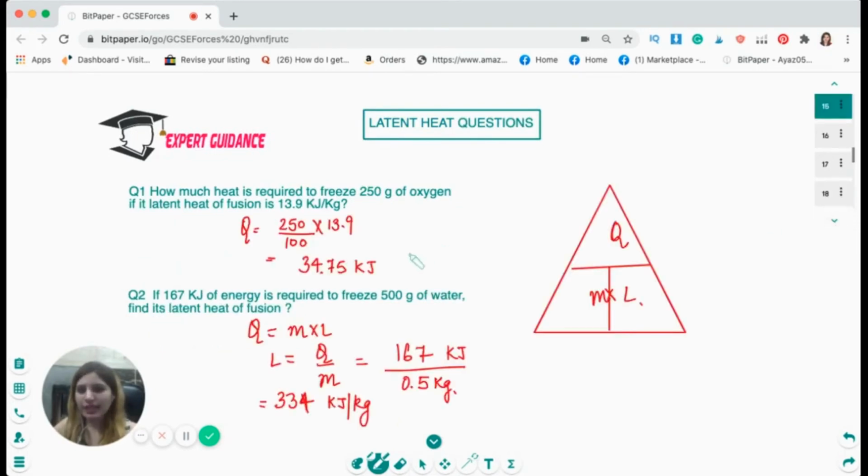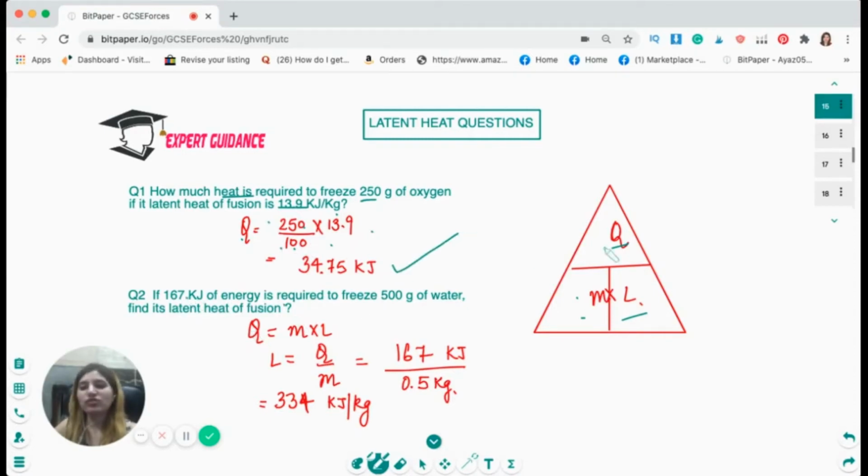All right, let's look at this. Now we know that energy is given by mass times the latent heat. So to work out the heat required, we will do mass, which is 250 grams, but the latent heat of fusion is in kilojoules per kg. So we'll convert it into kgs, so which is 250 over 1000 times 13.9, which gives 34.75.